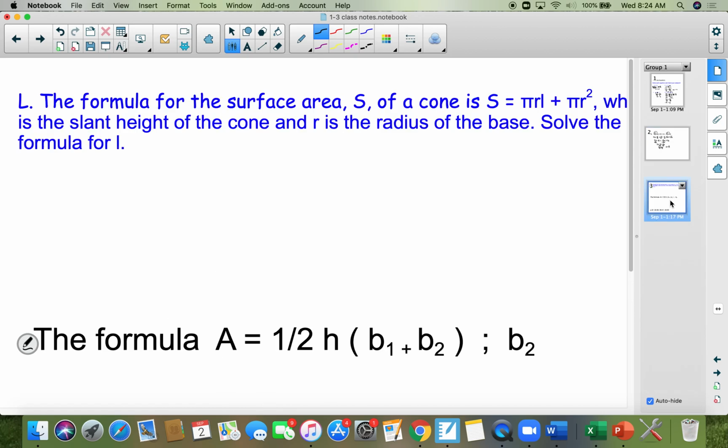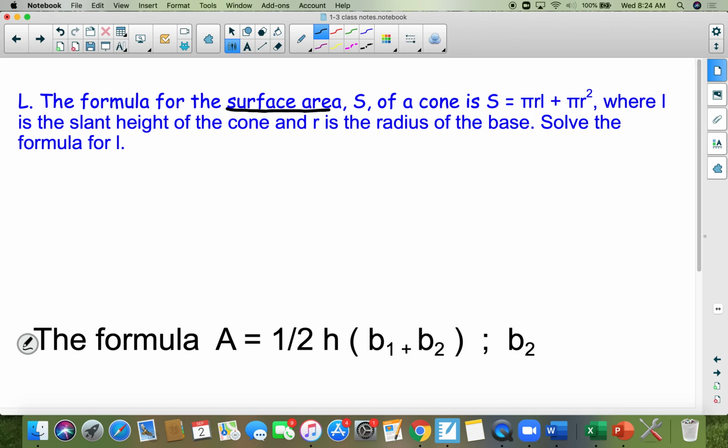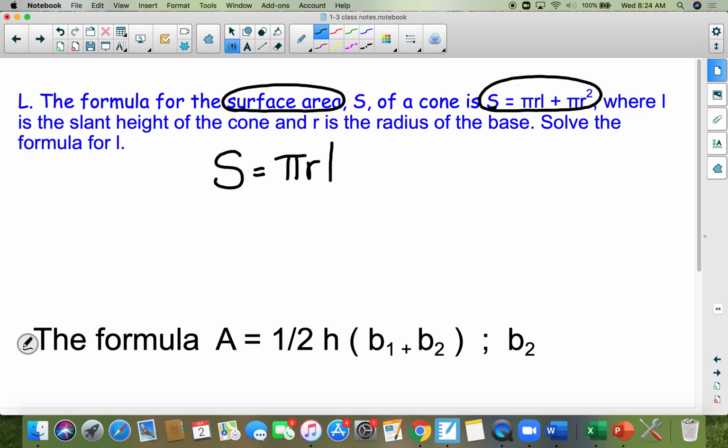The last part is to rearrange formulas, like the surface area of a cone in geometry. There was a formula for the surface area of a cone, and this is the formula, so I'm just going to rewrite it. S is equal to pi times the radius times the length, that stands for the length, plus pi times the radius squared. That's how you figure out the surface area of a cone.